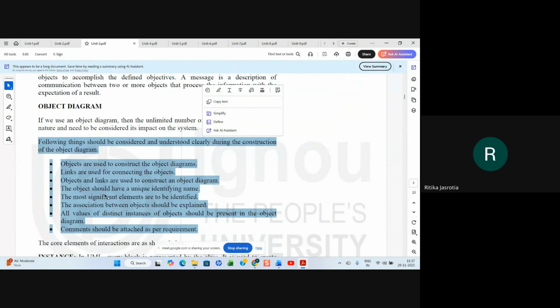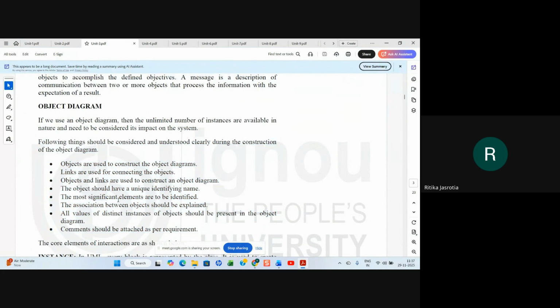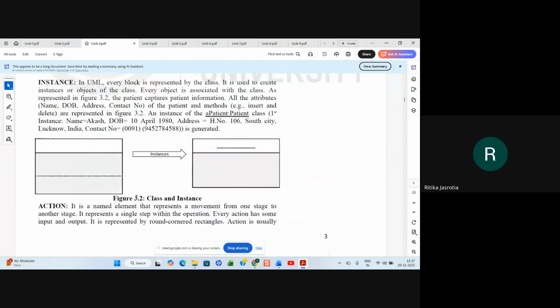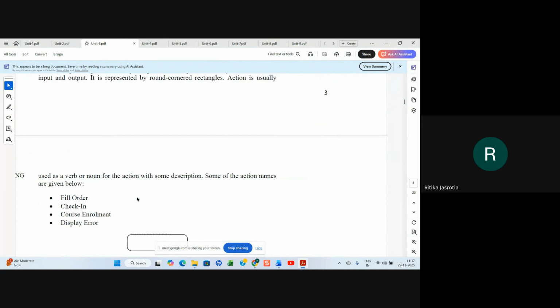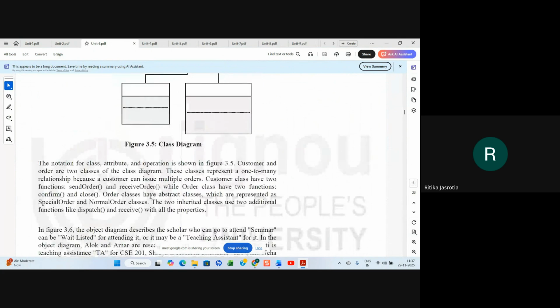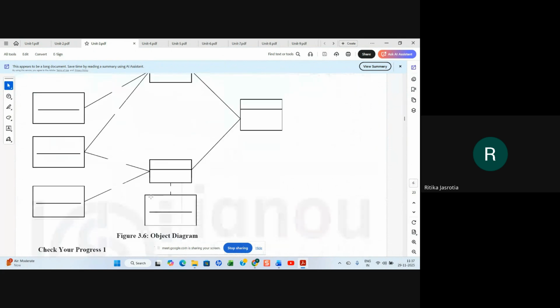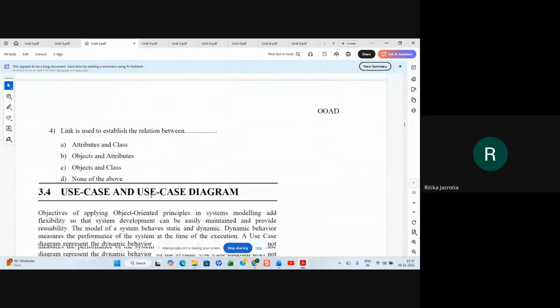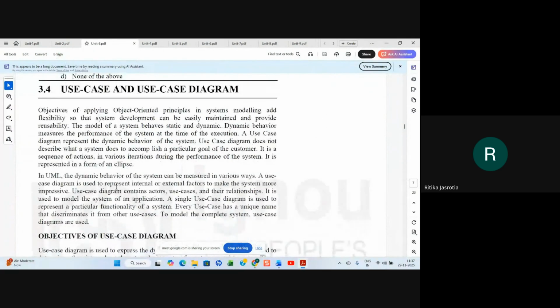Objects and links are, so this is how you construct this, right? So they have given you the use case diagram. They are talking about the use case diagram as a type of dynamic behavioral diagram, a dynamic diagram you can say.